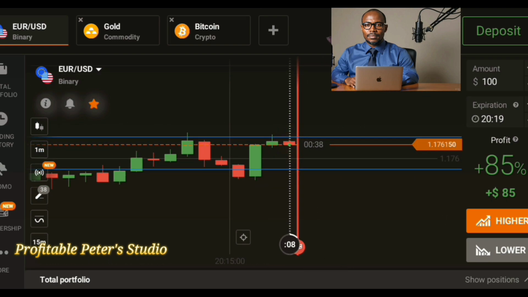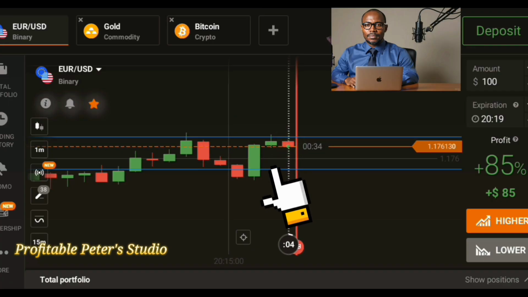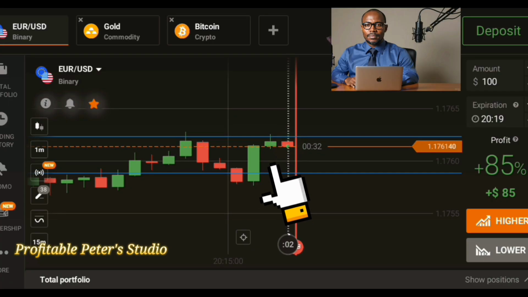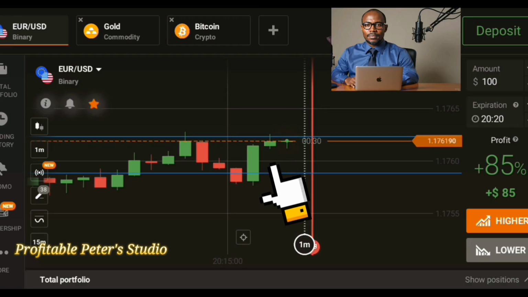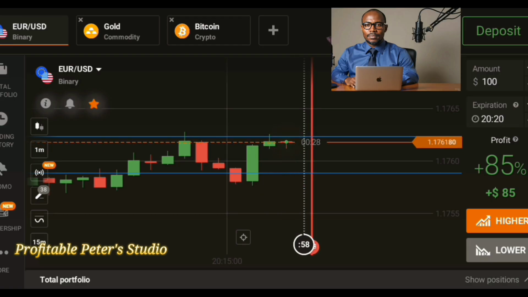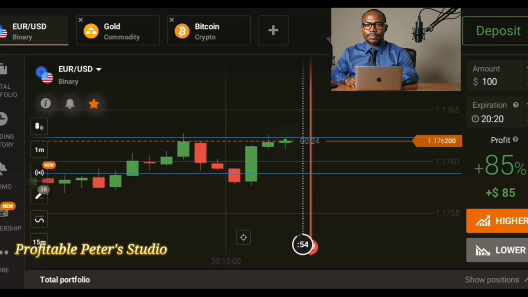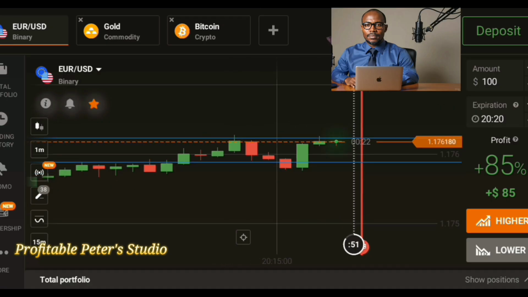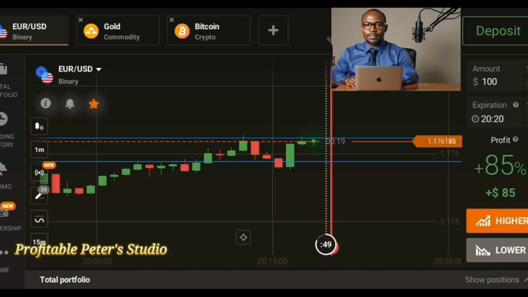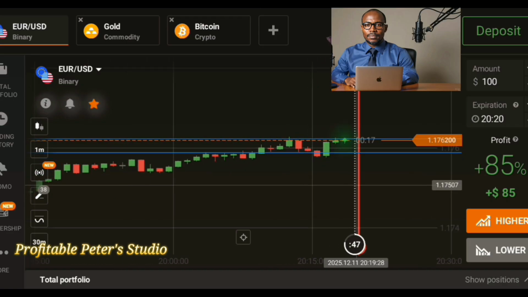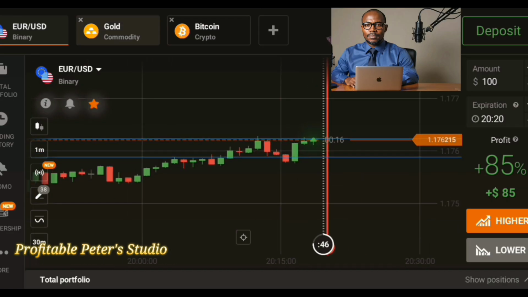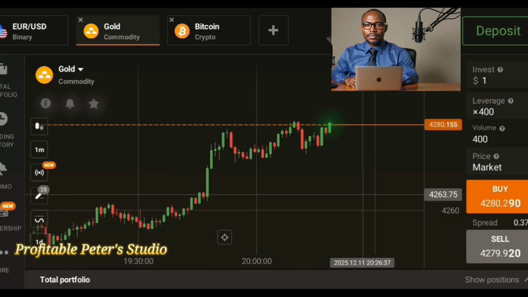Now you see this pin bar, it signifies weakness of the buyers at this resistance zone. All right, so because the buyers are weak at this zone, the sellers could come in and move the price to this support down here. All right, so I'm going to be patient with this for the close of the other candlestick. Meanwhile, let me check gold and see how gold is doing.